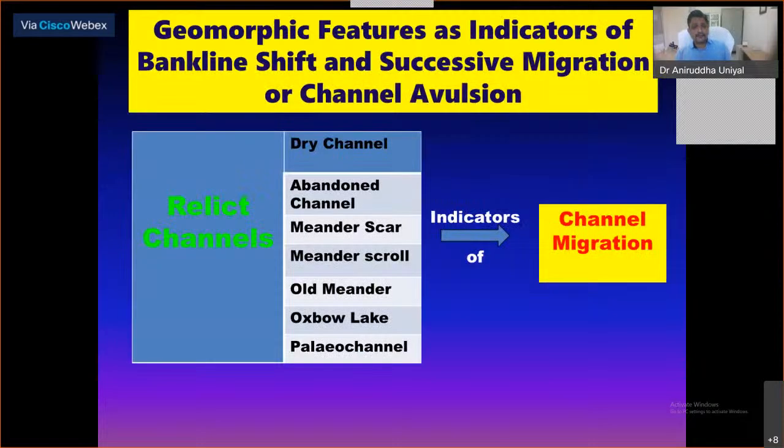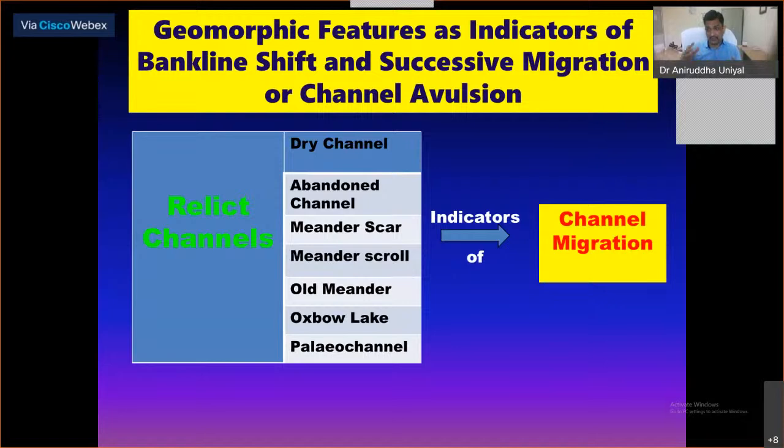So, you see, there are relic channels, meaning earlier courses of rivers. If we could map them and understand their peculiar pattern and orientation, then we will be able to infer many things. We might be able to construct paleo drainages. We might be able to delineate the precise boundaries of active and old floodplains.